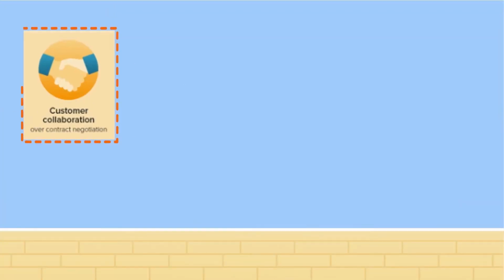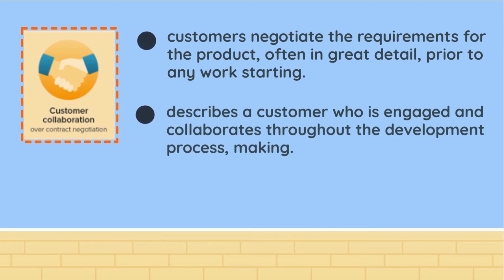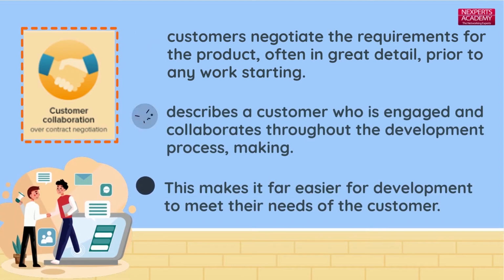Negotiation is the period when the customer and the product manager work out the details of a delivery, with points along the way where the details may be renegotiated. Collaboration is a different creature entirely. With development models such as waterfall, customers negotiate the requirements for the product, often in great detail, prior to any work starting. This meant the customer was involved before development began and after it was completed, but not during the process.